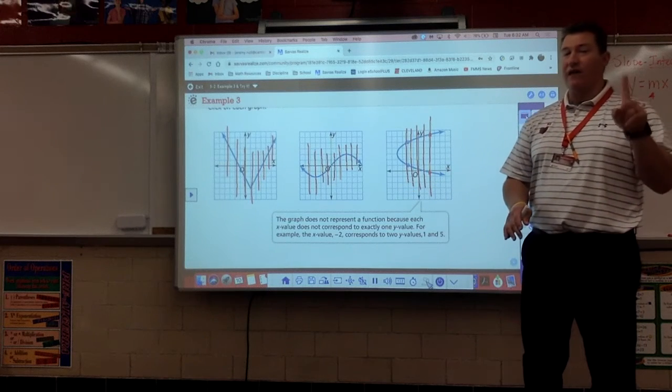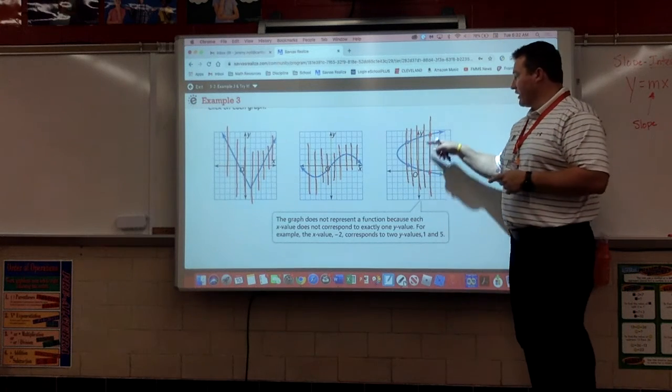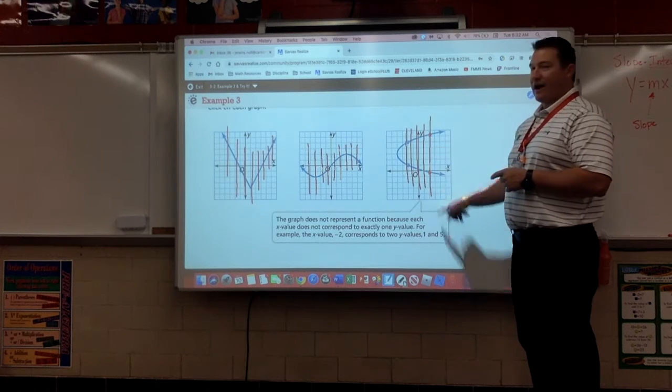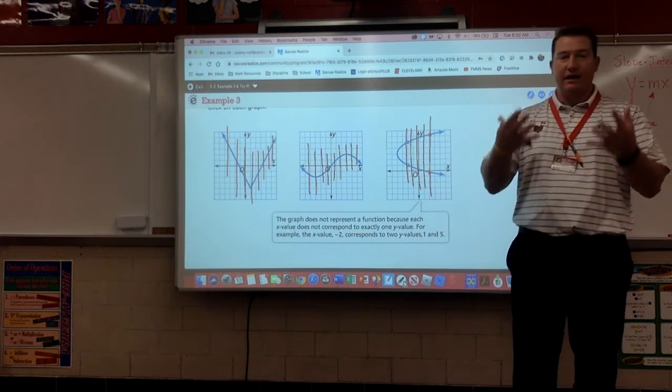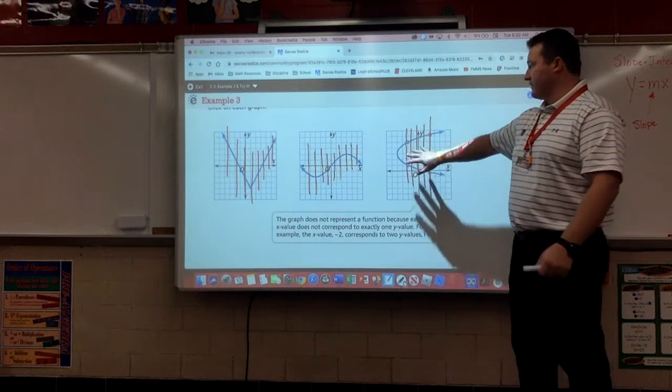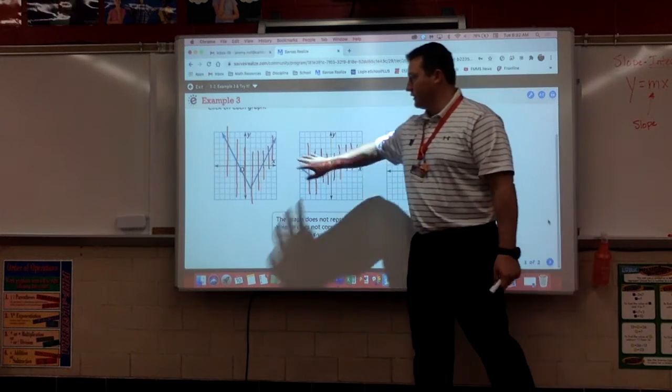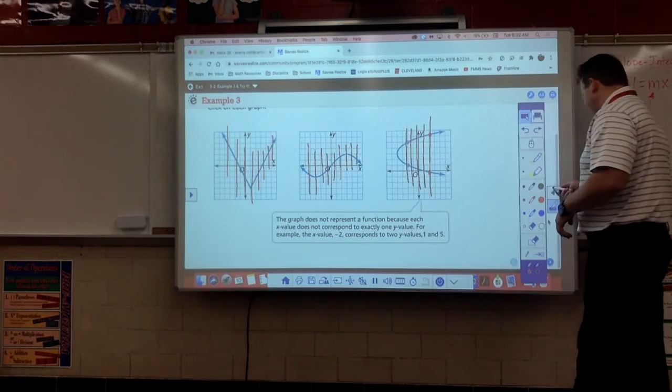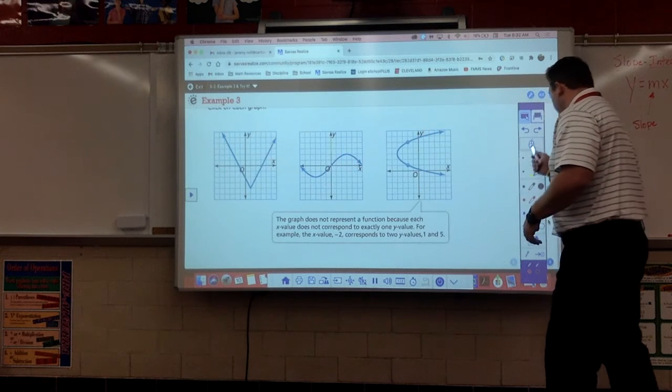As soon as we find one line, just one line, where it goes through the graph twice, it fails the test, and it's not a function, okay? So that's how they came up with not a function, function, and a function there. All right, let's get rid of that.